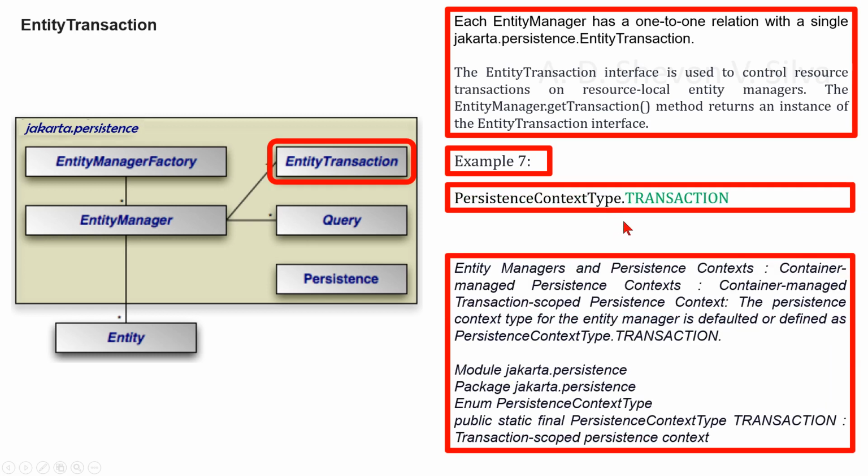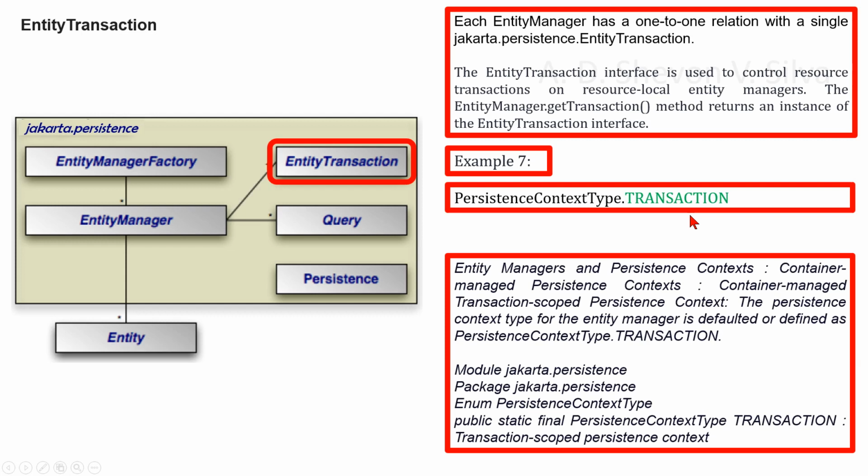Now we are considering container managed transaction scoped persistent context. The persistent context type for the entity manager is defaulted or defined as persistent context type transaction: public static final PersistenceContextType TRANSACTION, in enum PersistenceContextType in package jakarta.persistence, in module jakarta.persistence. Transaction scoped persistent context.